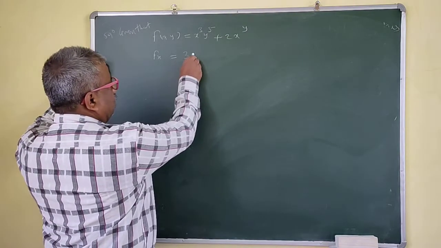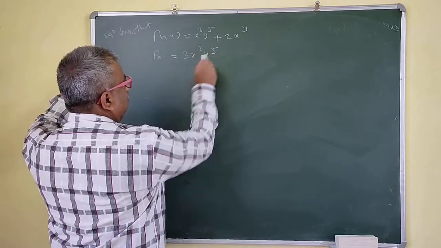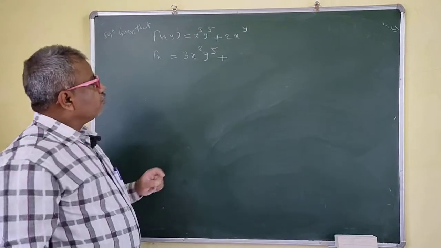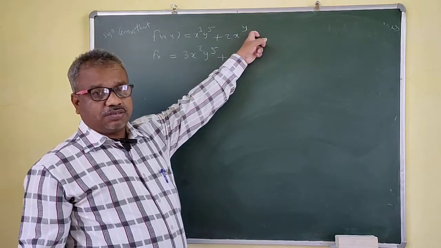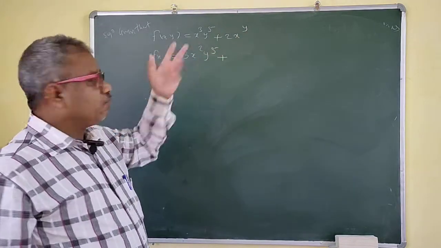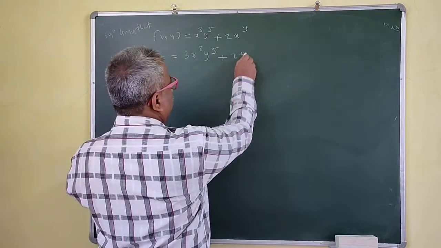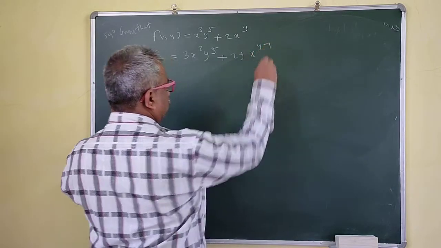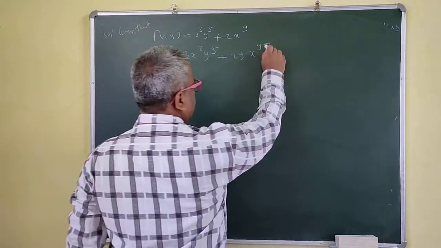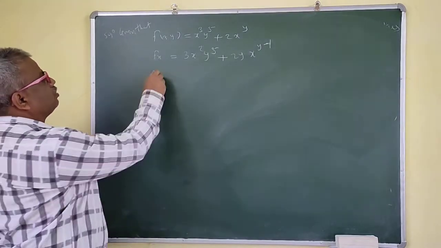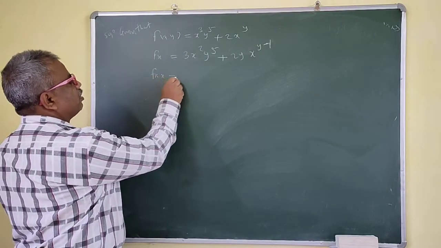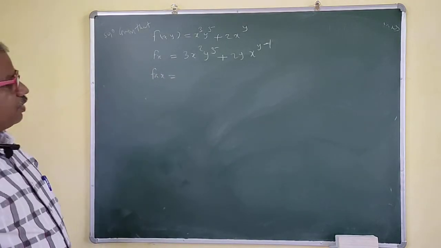So this is 3x square y raised to 5 plus. Now here we are differentiating with respect to x. That means your y is constant, right? So the power is constant. So you can pull the power and reduce the power by 1, right? Okay. So now we will differentiate this with respect to x, so that we will get a second order partial derivative.